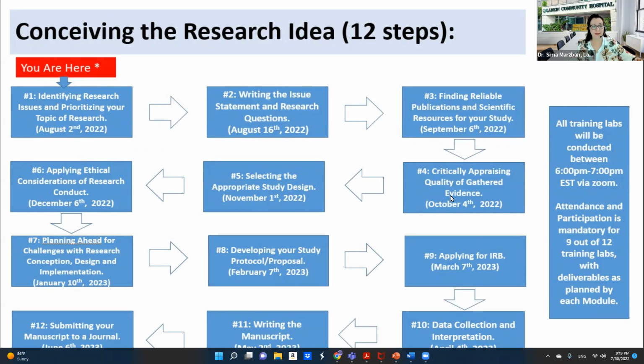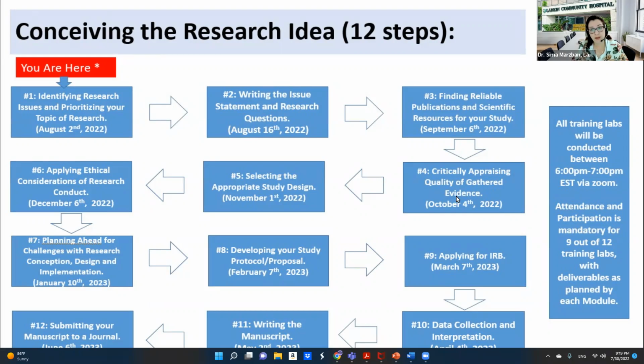These are the 12 steps that we will have in our journey to conceive the research idea into a project and into a manuscript and later into publication. For the first module, we will discuss how to identify a research issue and how to prioritize it. From the list of issues that you develop, we will select one of them for research and another one for quality improvement, and how to write the issue statement and research question after having that topic.